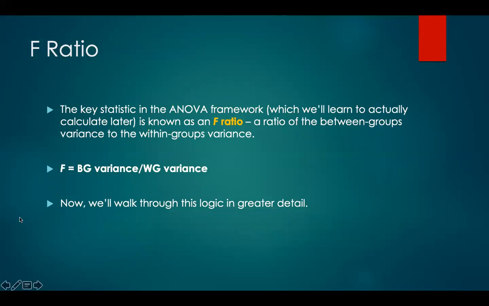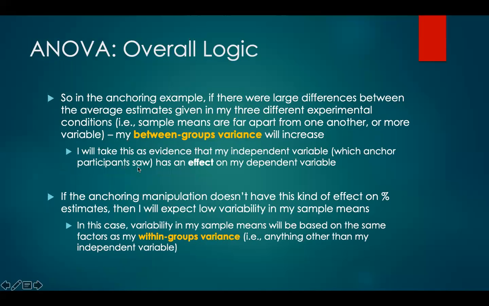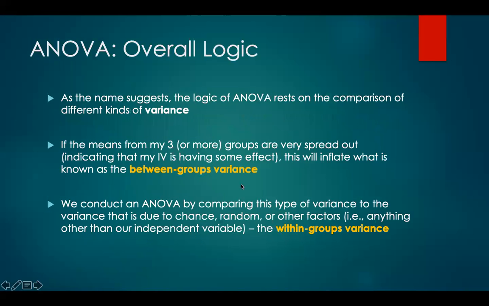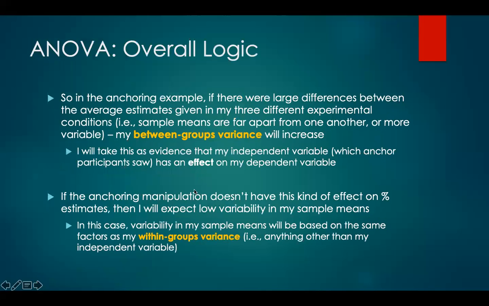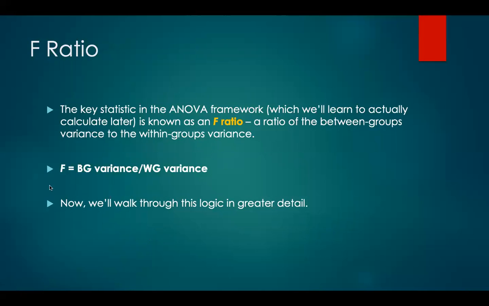Now, the key statistic in the ANOVA framework, which we'll learn to actually calculate later, is known as an F ratio, a ratio of the between groups variance to the within groups variance. So F equals between groups variance divided by within groups variance. Right here. So now we'll walk through this logic in greater detail.